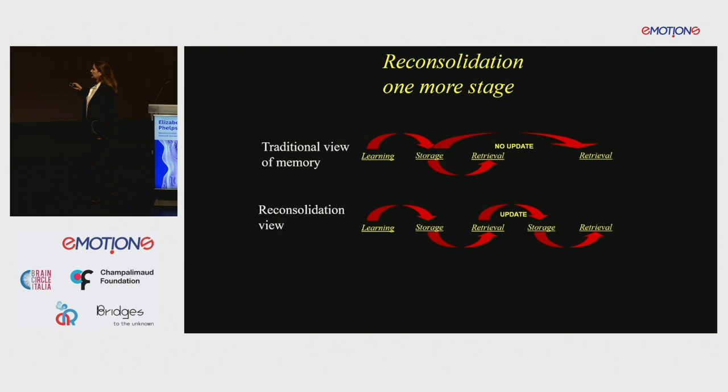But initially it was thought, once a memory is stored, it's there in your brain. When you retrieve that memory, you take it out like it's a file coming out of a file drawer, then you put it back, and then you take it out again the next time you retrieve it. About two decades ago, there was a reinvigoration of an alternative view of memory. And this view is called the reconsolidation view.